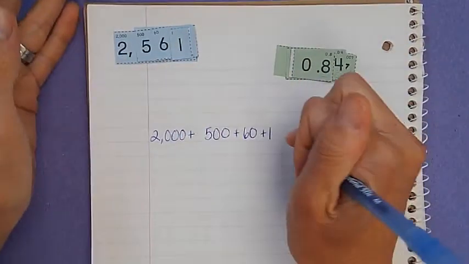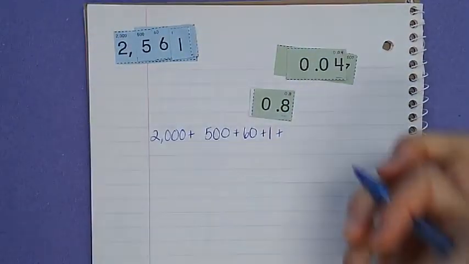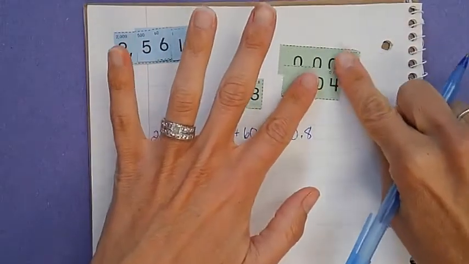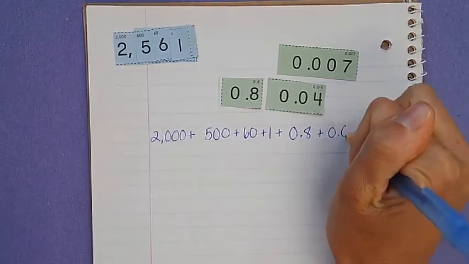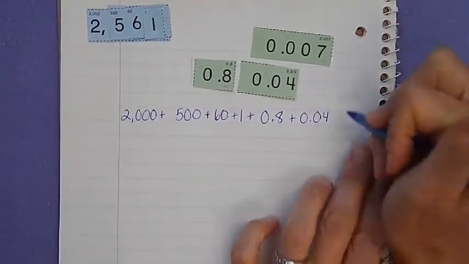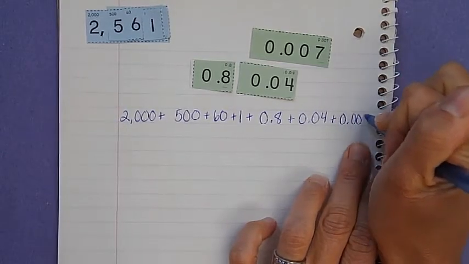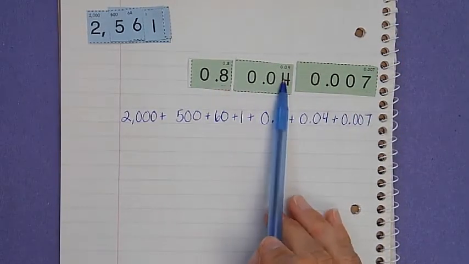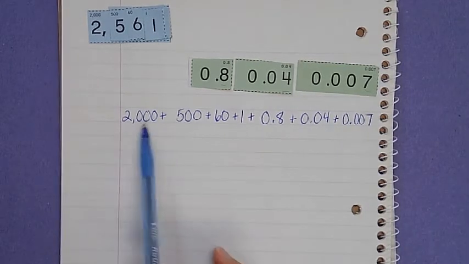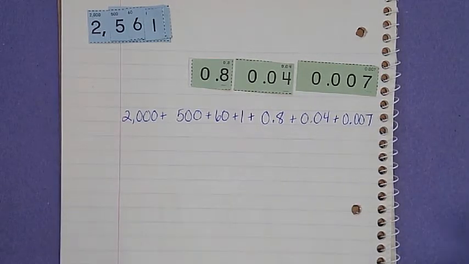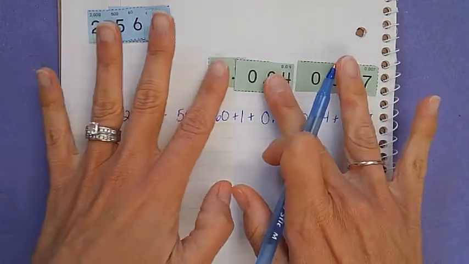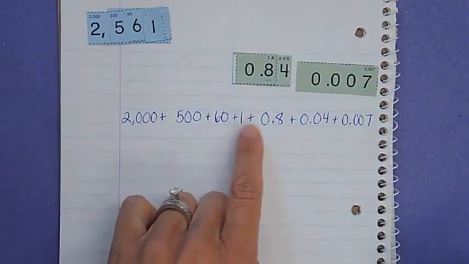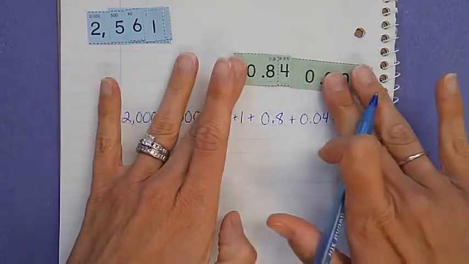So my first decimal part is 8 tenths. So I'm going to put down 8 tenths. And then it wasn't just a 4 in the hundredth place. It actually had a value of 4 hundredths. And then my final digit was 7 thousandths. So that's my decimal piece. 8 tenths, 4 hundredths, and 7 thousandths. So we're writing each digit with the value that it has in its standard form. And that's how we end up writing 2,561 and 847 thousandths in expanded form.